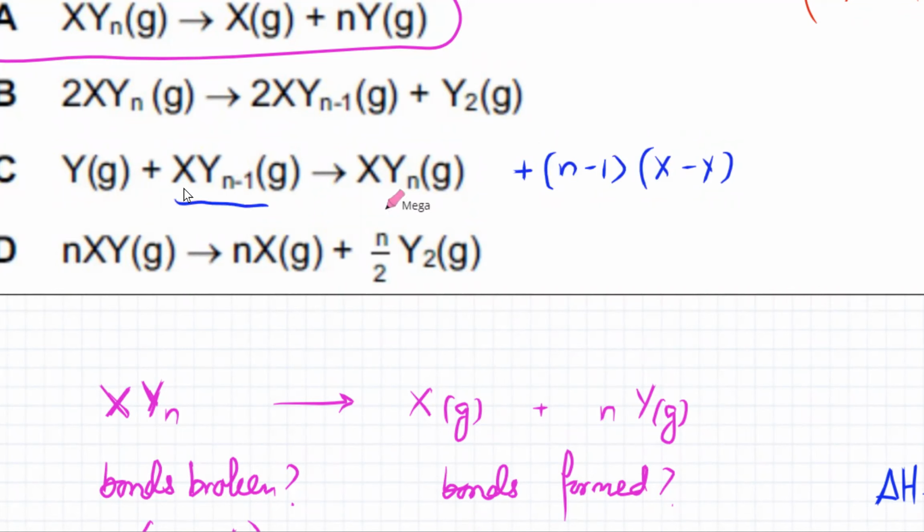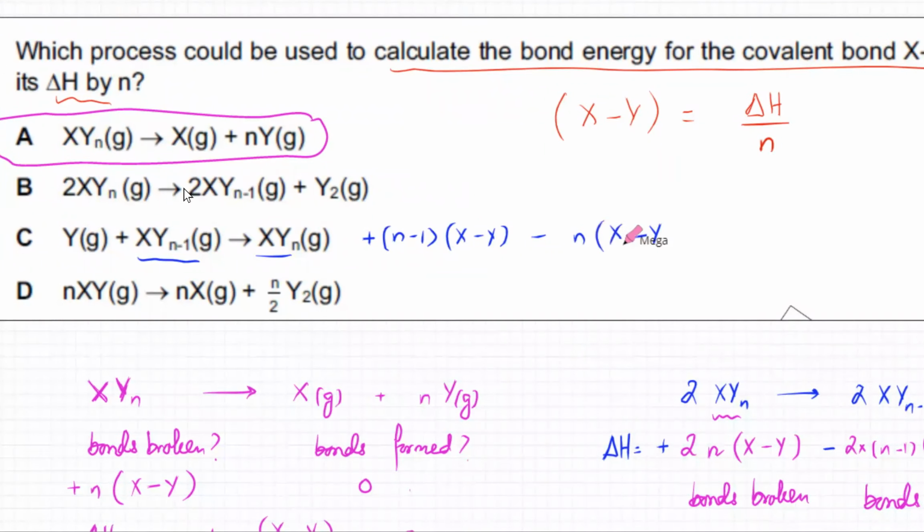How many bonds are actually formed? It's N bonds of X and Y that are formed. So N minus 1 bonds of X and Y are broken and N bonds of X and Y are formed. Plus this is just an atom, so no bonds are being broken over here. So the enthalpy change would be, this is positive, this is negative, so the sum of all of this. Is this clear? Yes or no?